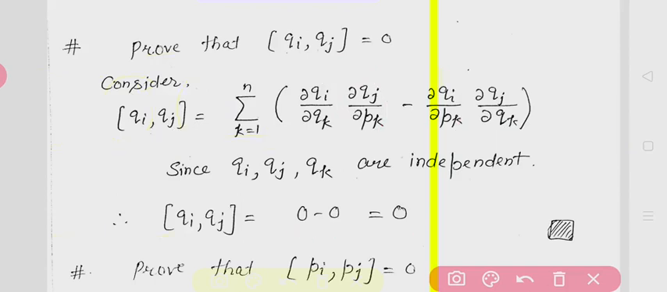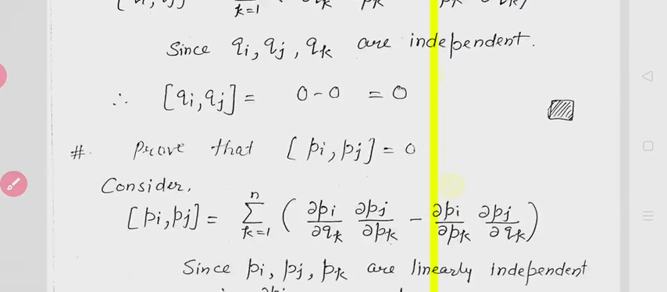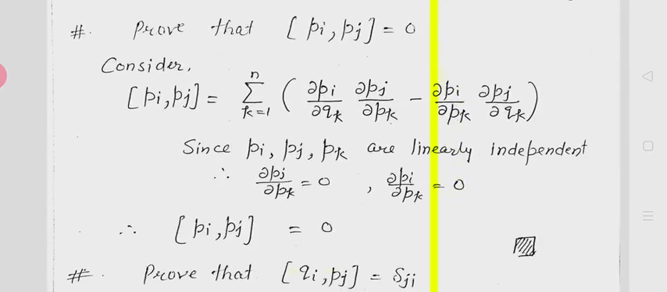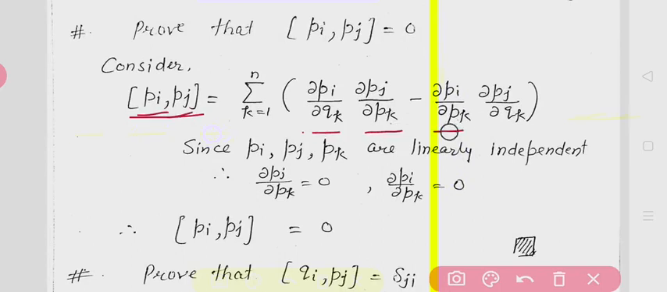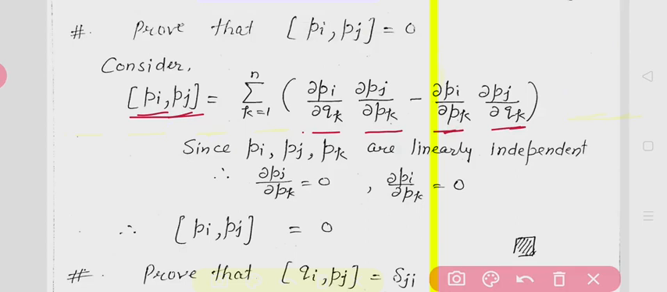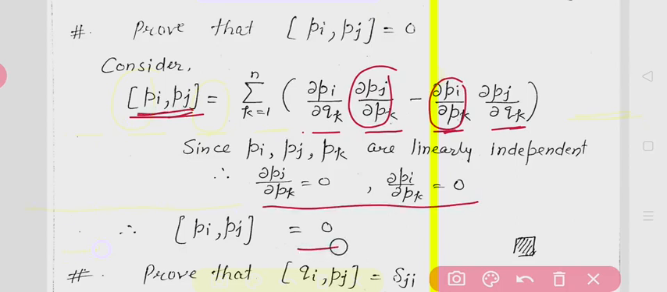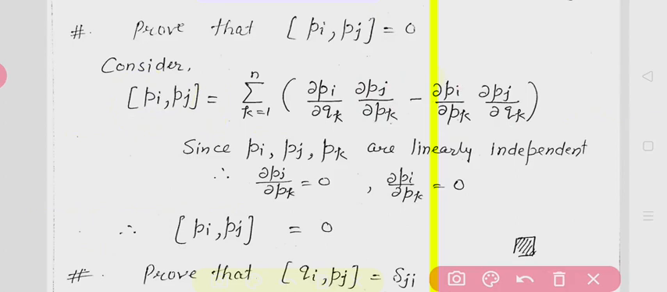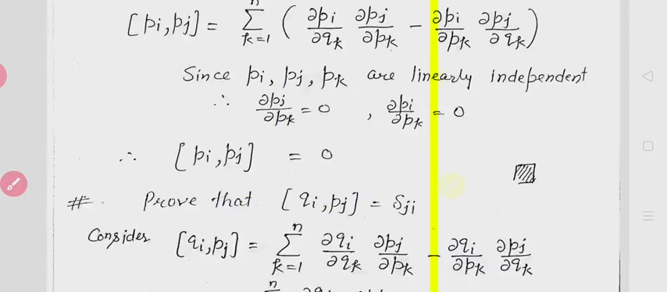Similarly, if you find out the Poisson bracket of pj with pi, again I use the definition: partial derivative of first with respect to qk and second with respect to pk, minus first with respect to pk, second with respect to qk. All these are linearly independent, so these terms are 0. That means the whole summation will be 0. Now we are left with only this one.